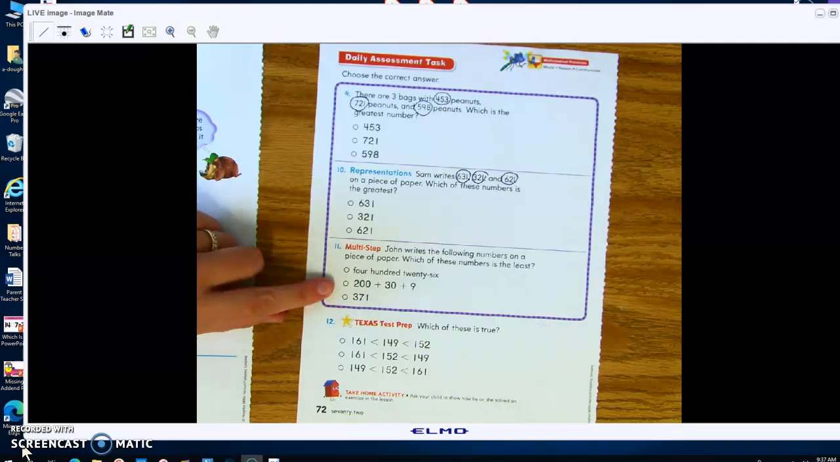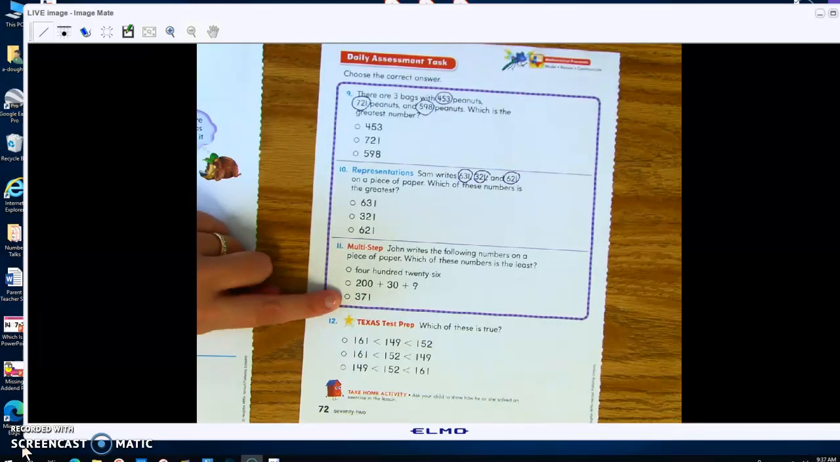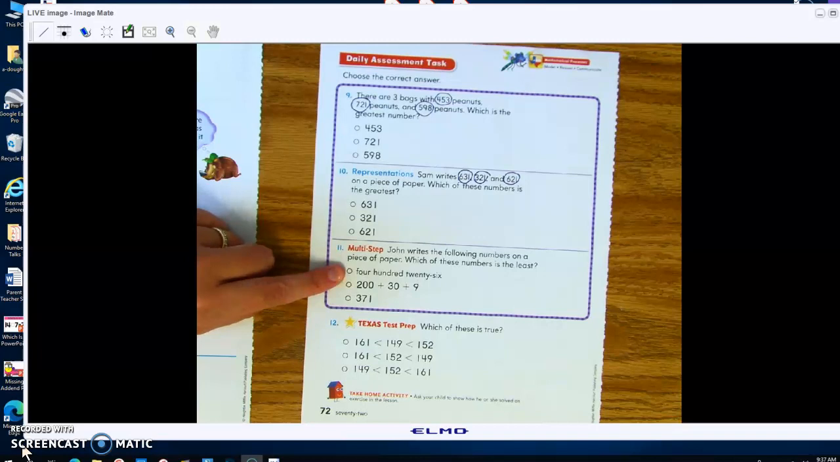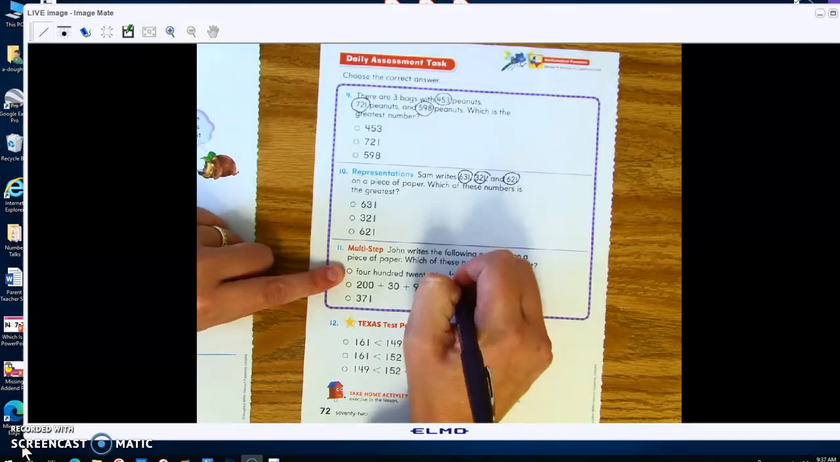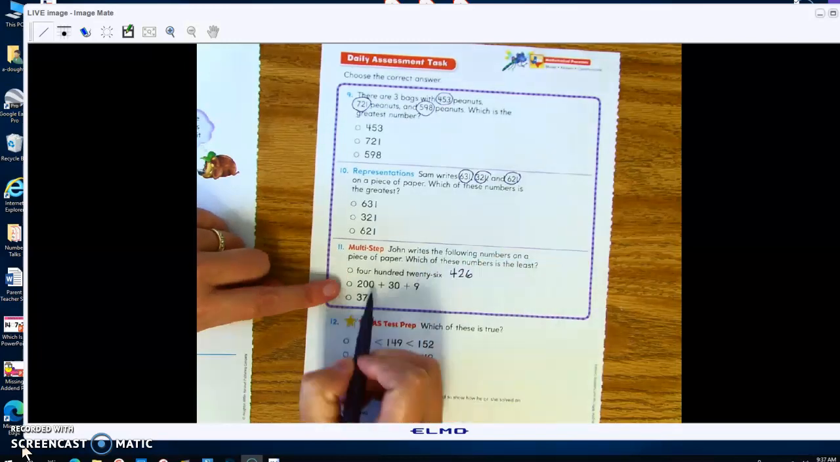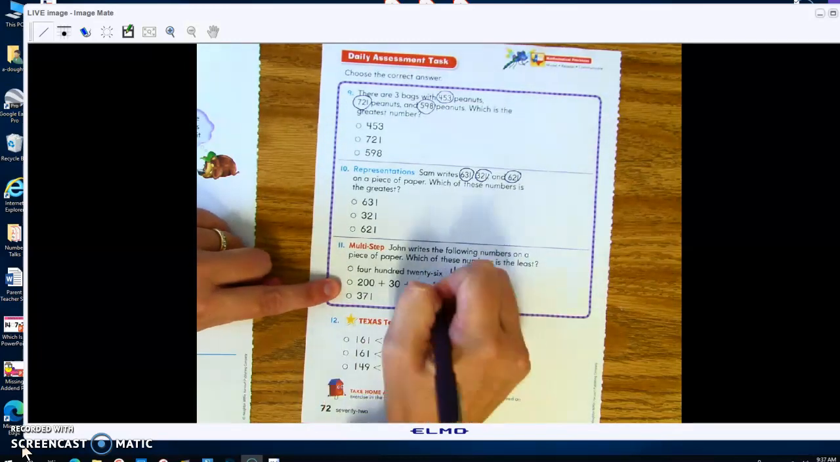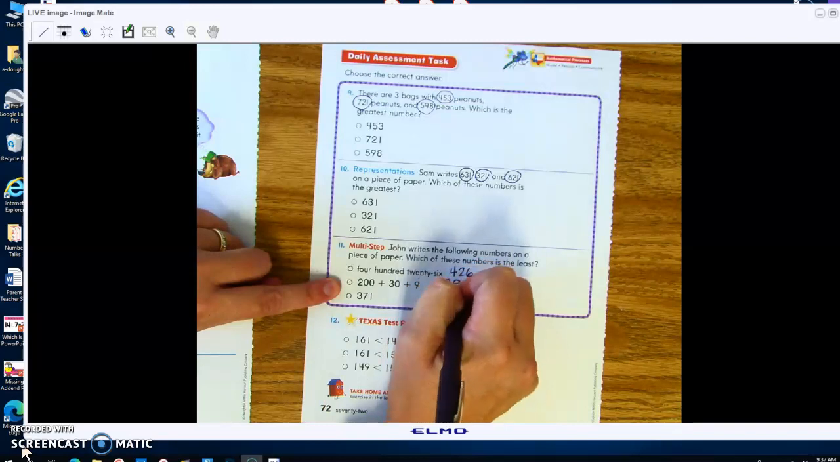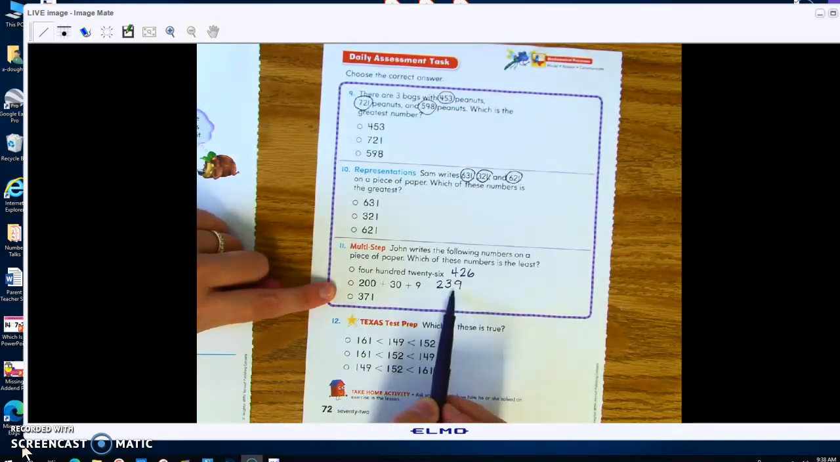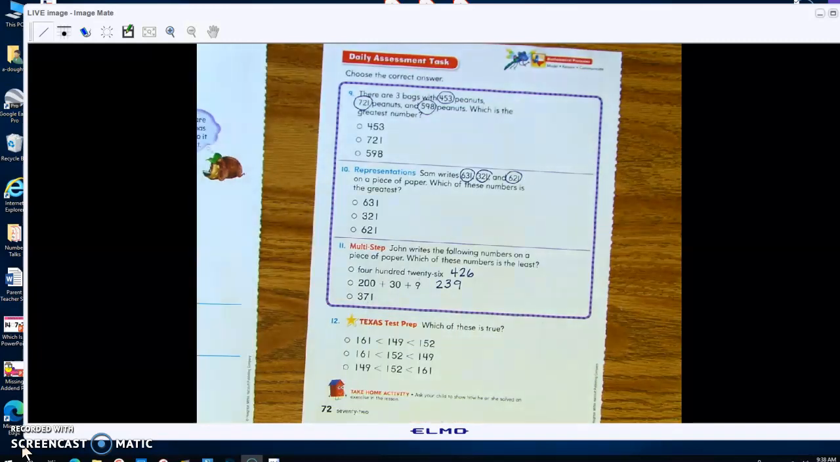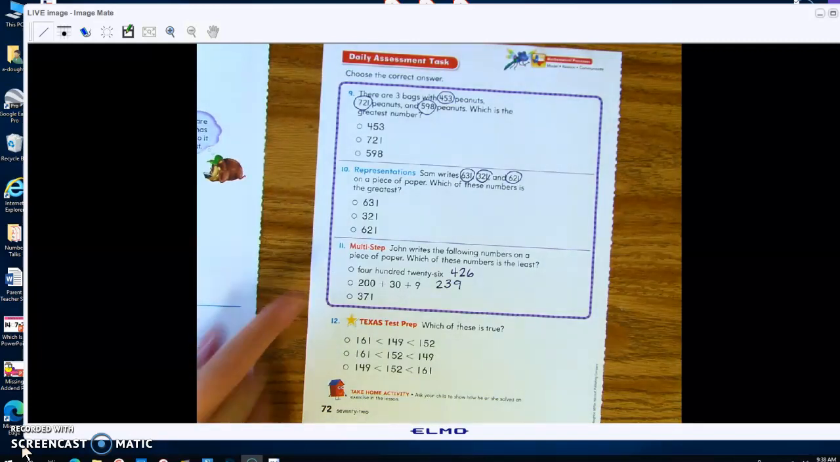Number 11. John writes the following numbers on a piece of paper. Which of these numbers is the least? Now, you're going to have to read these numbers, right? We have 371, but we have 426. If it helps to write the number. And 200 plus 30 plus 9, which is 239. So I have 426, 239, and 371. Which of these is the least? The smallest. Fill in the bubble. Which one is the smallest?